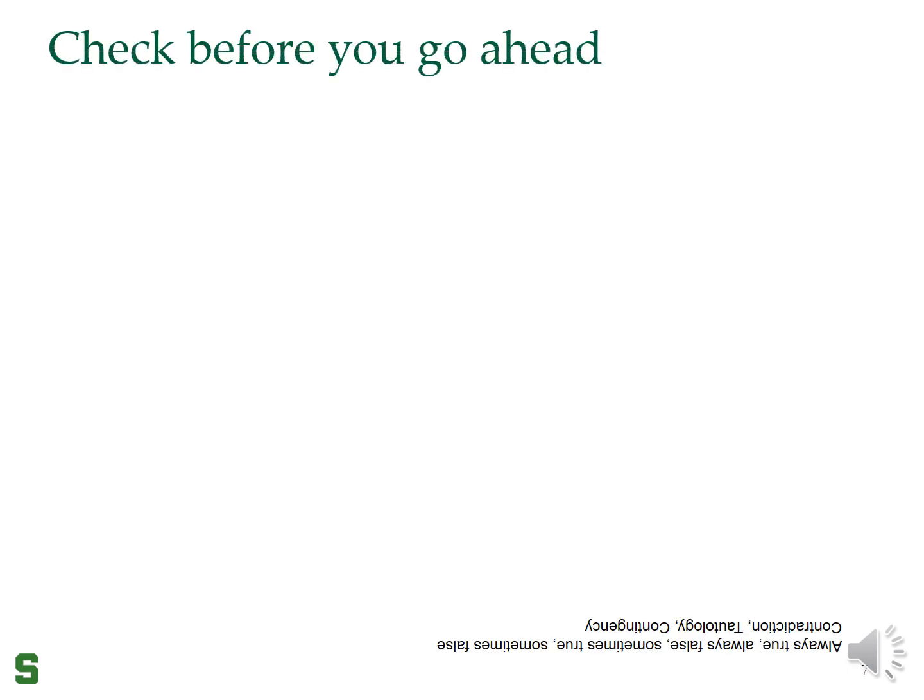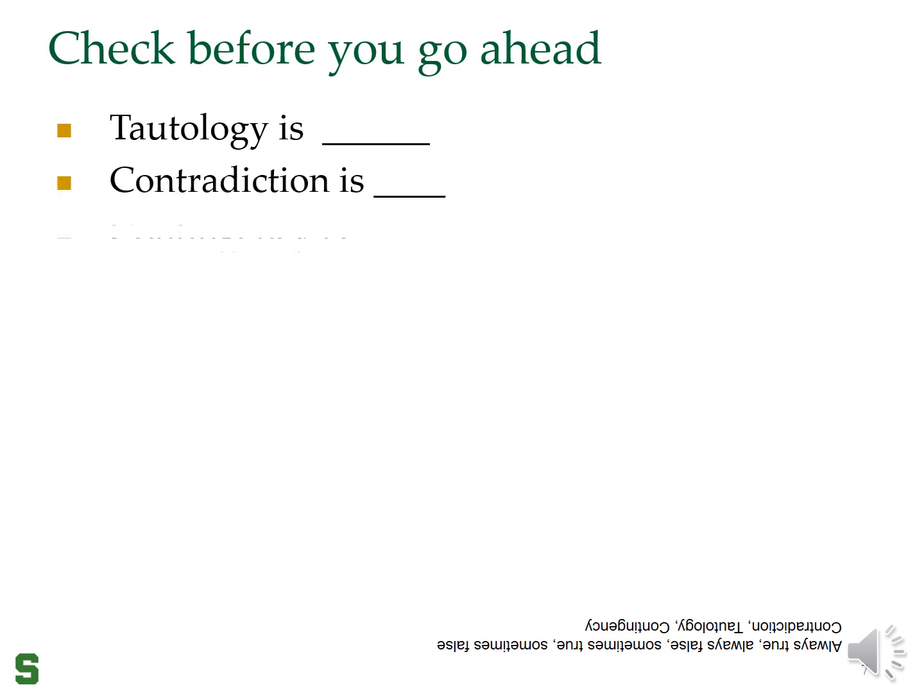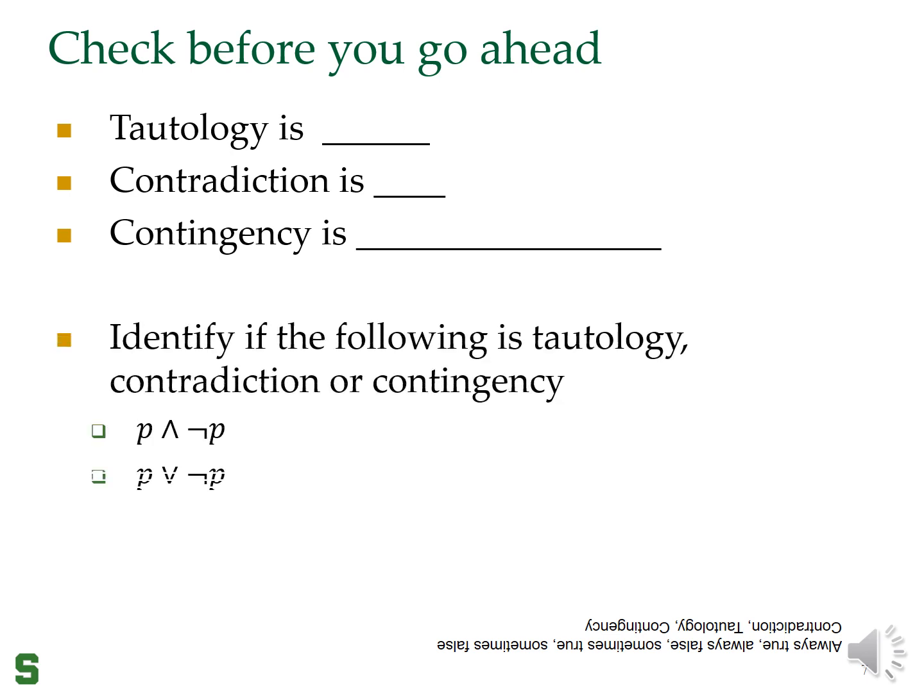Once again, we are at the check before you go ahead slide. Complete these sentences and identify which are tautologies, contradictions, or contingencies. Once again, the answers are there at the bottom. If there is a question, make sure you ask me or the TA.